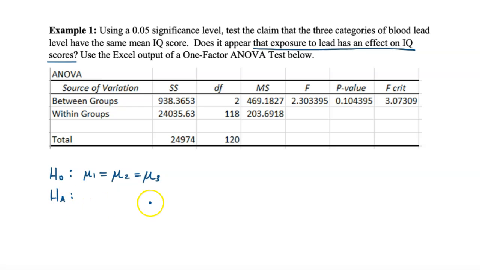For my alternative hypothesis, we said that this is not going to just be this null hypothesis with these inequality symbols, because we don't need all three to be unequal. And so the way that we'll write this is that we'll say the alternative hypothesis is that at least one of these means is different from the others.